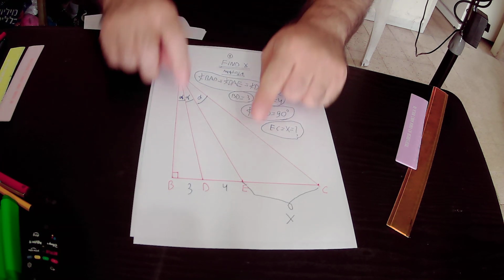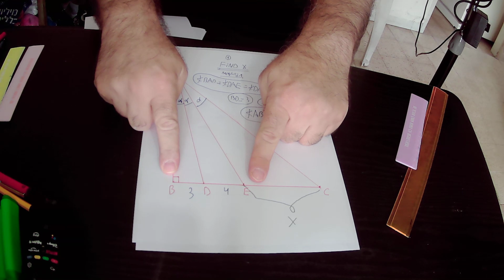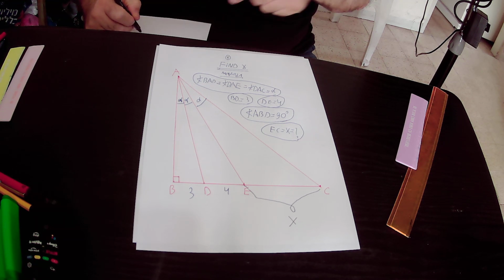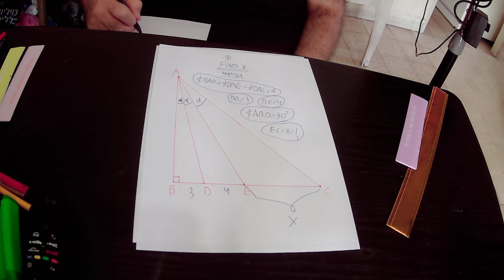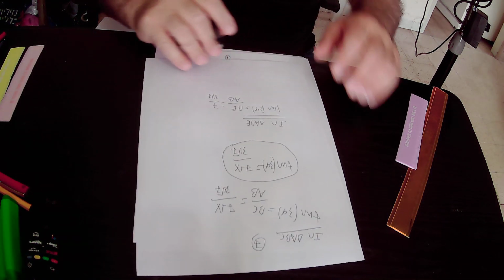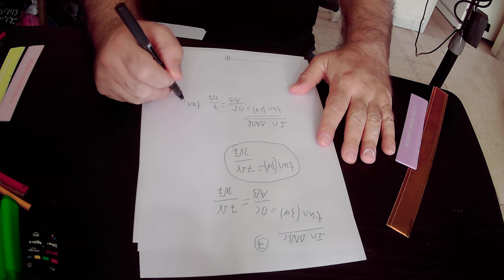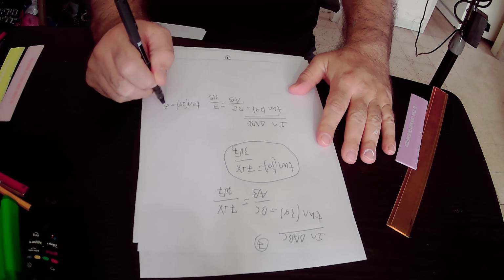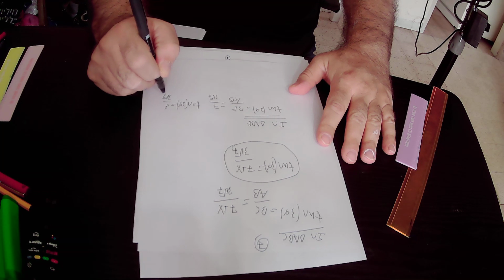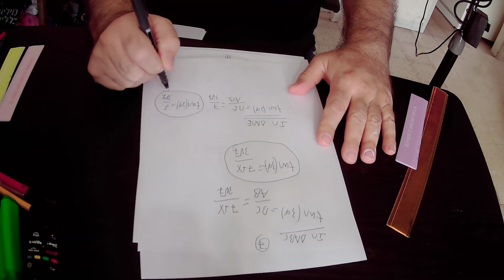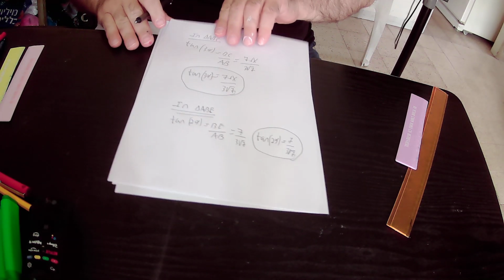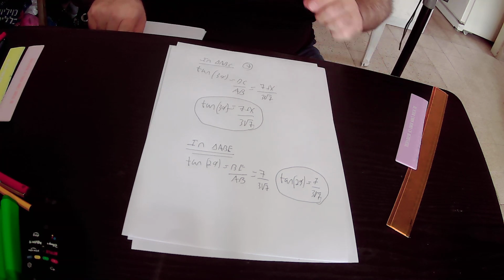What is the value of BE? BE equals 3 plus 4, which is 7. And we have already found out that AB equals 3 times root 7. So in total, we found that tangent 2 alpha equals 7 over 3 times root 7.